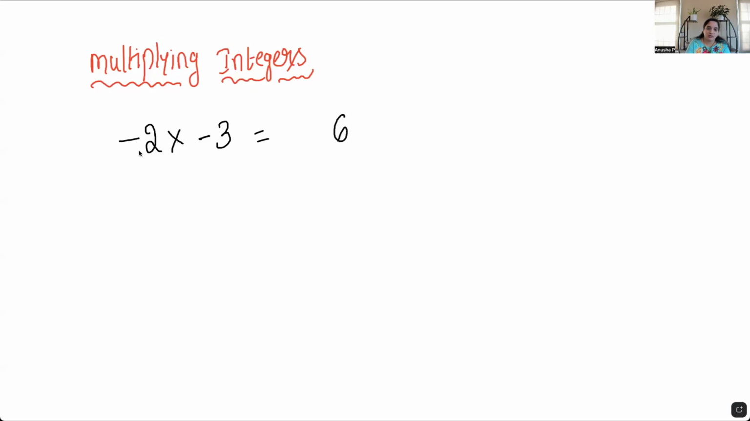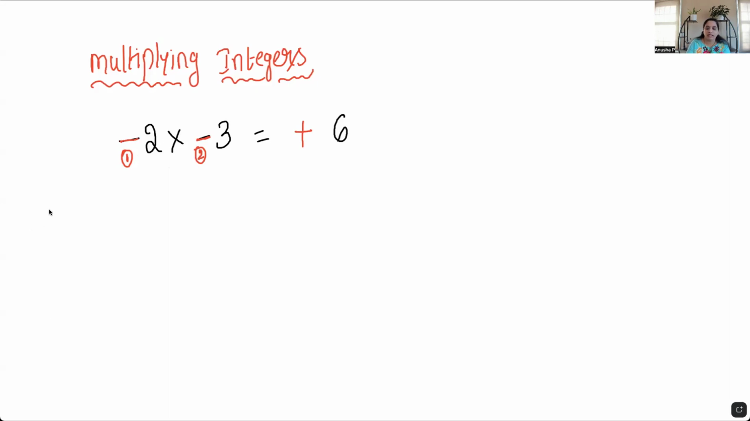In this case, we have one negative sign here and another negative sign here. So in total we have two negative signs, or two minus signs. So when you have an even number of negative signs, you will write the answer as a positive number.